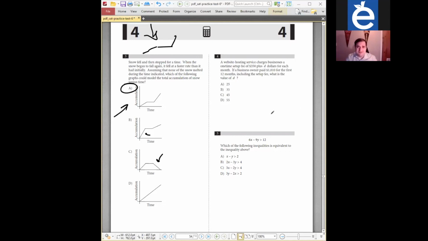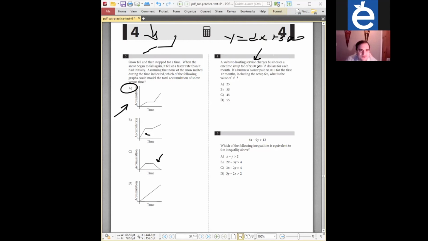All right, question number 4. A website hosting service charges businesses a one-time setup fee of $350. Okay, one-time setup fee, that is our b value, plus d dollars each month. d is our slope. So this is our line: y = dx + 350. And d represents the change in dollars per month.